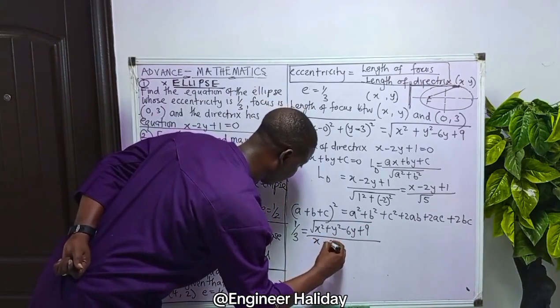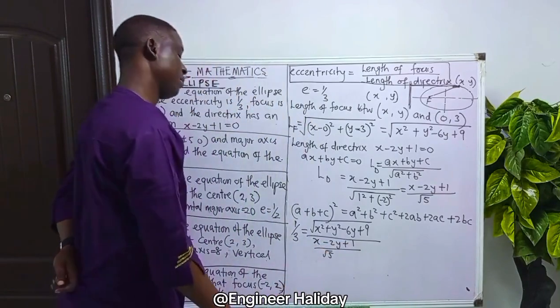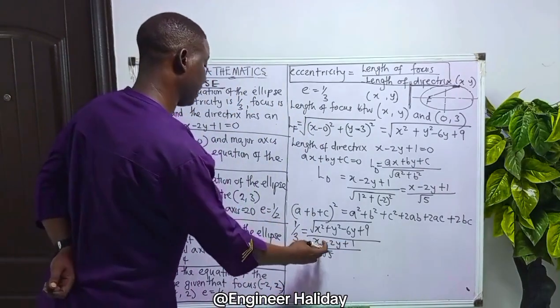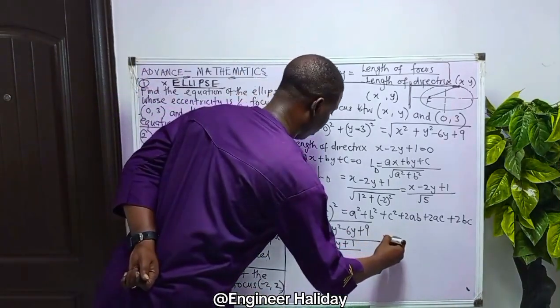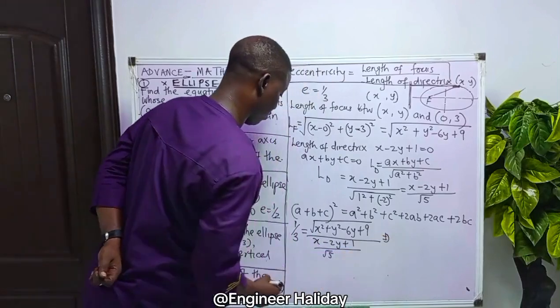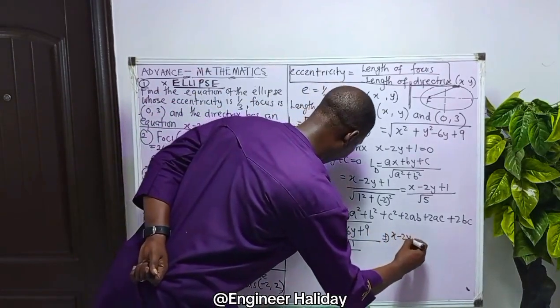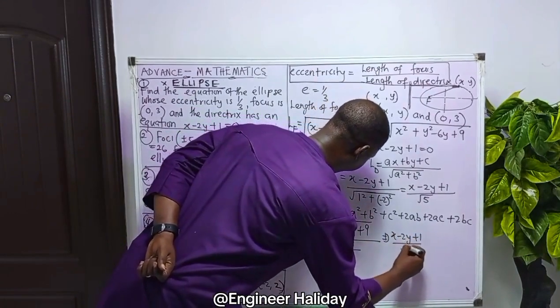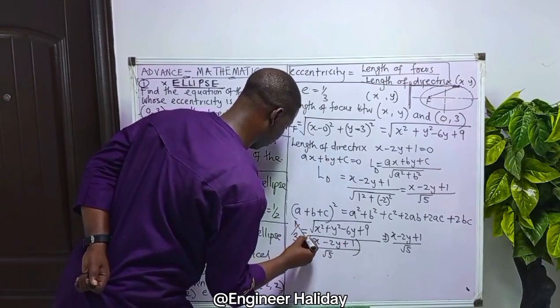S minus 2y plus 1 all over root 5. Now let's cross multiply. If you cross multiply, this one will come here, this one will come there. So what do we have left? It implies that this one will come here to multiply 1. Now the s minus 2y plus 1 all over root 5. That means everything here multiplies this one.